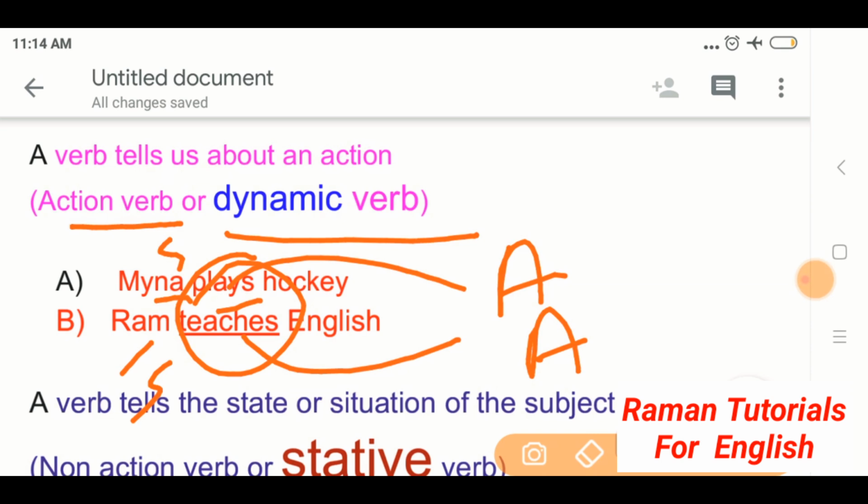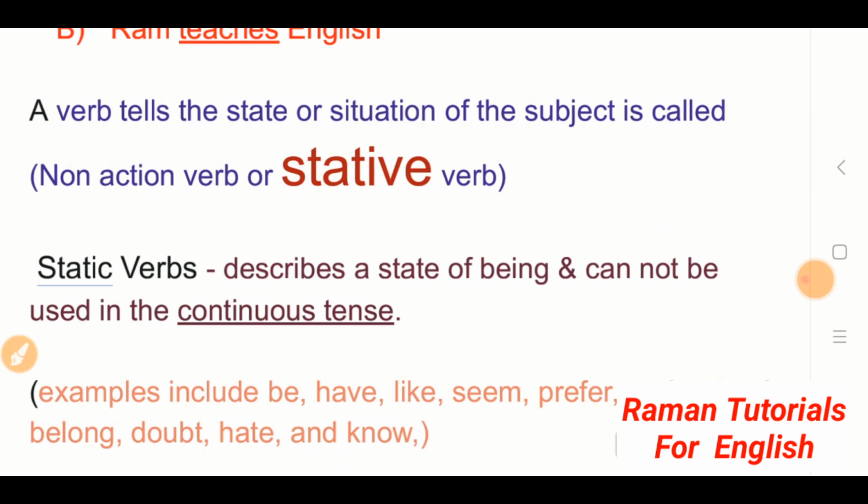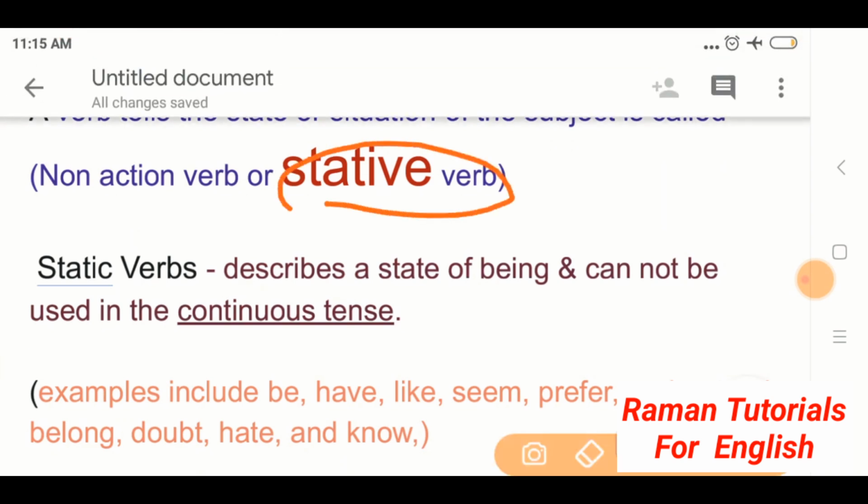Now let's see what a stative verb is. Stative verbs do not show physical action or process. A stative verb is used to describe the state or situation of the subject. Stative verbs describe a state, for example, I'm a girl, or a situation, I have 3 kids.